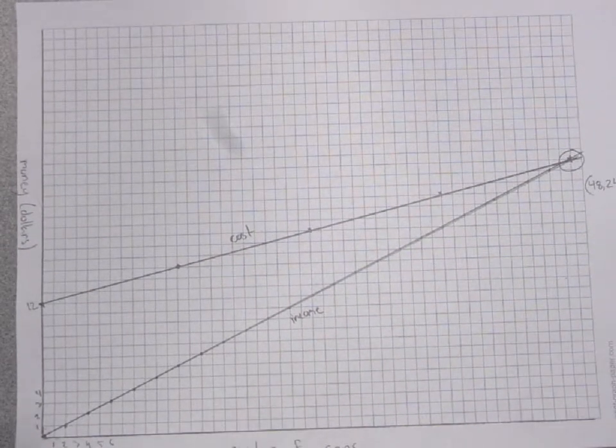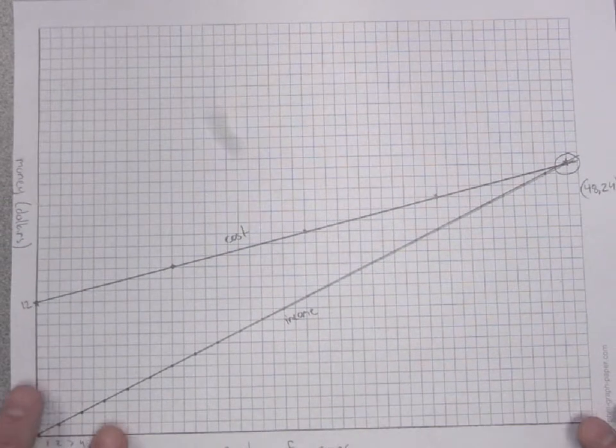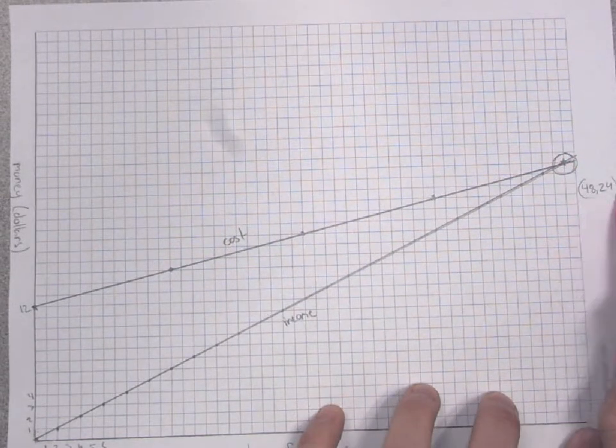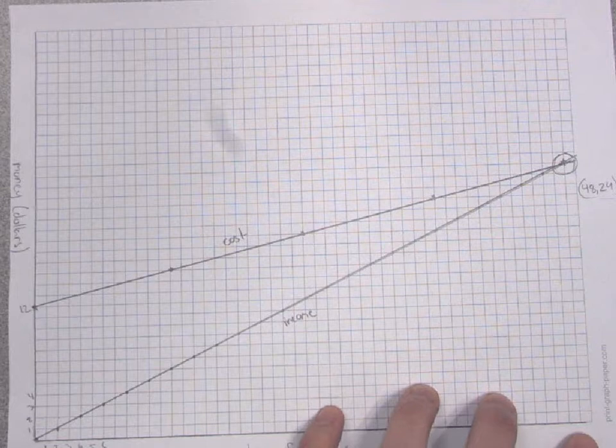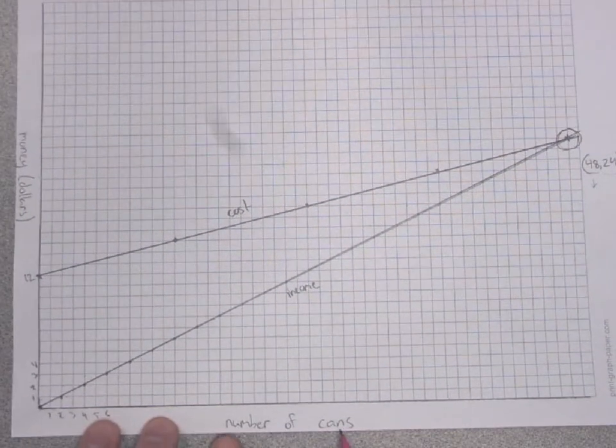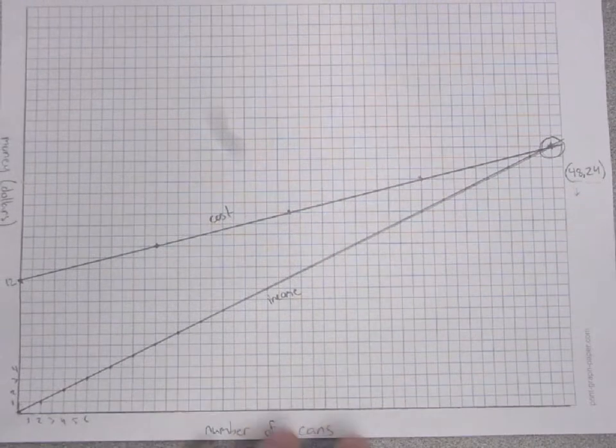So when you graph these, this is a system, right? We've been talking about systems of linear equations, and here's their intersection point right here, okay? It's at 48, 24, and this is 48 on the X. That's number of cans, right? So 48 cans, and that's $24.